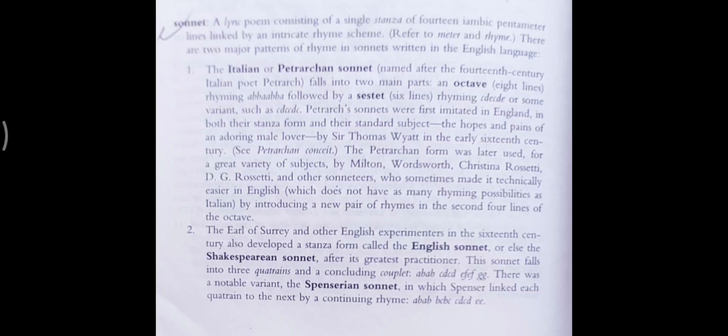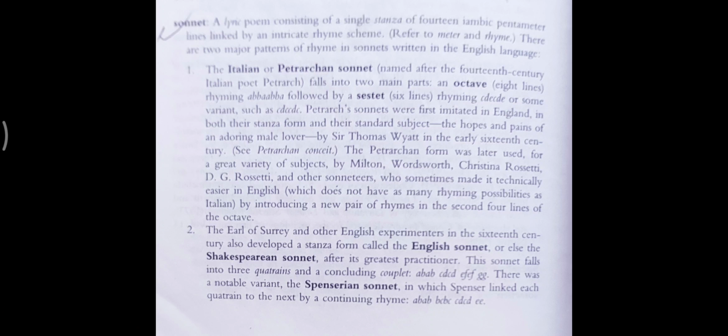We have seen a lyric poem consisting of a single stanza, as we have seen, the 14 line iambic pentameter lines are linked with the rhyme scheme, and that is what we have in the sonnets. In the Italian form, Petrarch was the dominant poet who was born in the 14th century.